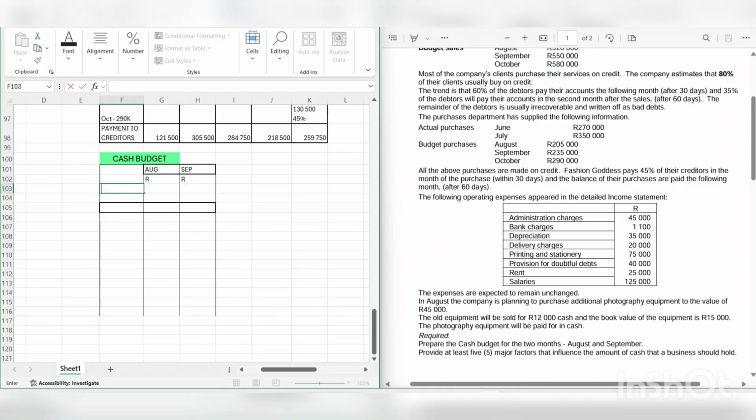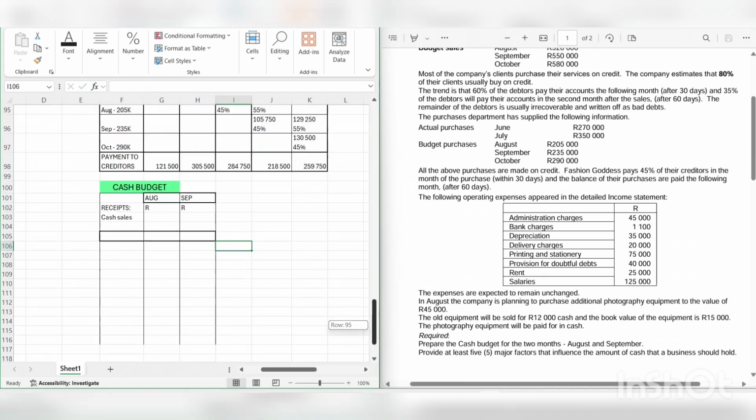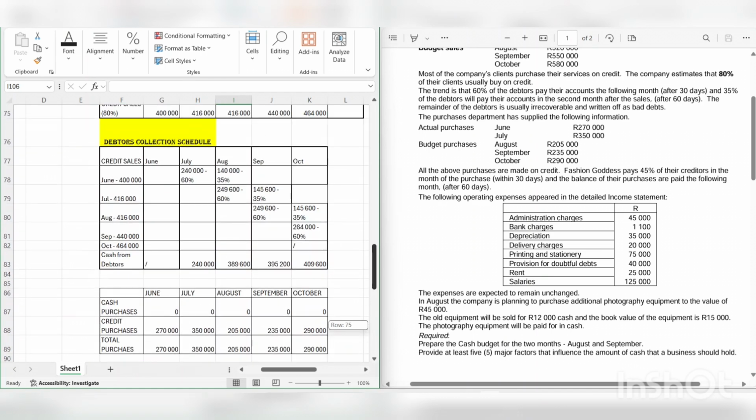Okay, so what we're going to do now is the cash budget section. The first thing you're going to do is type out your receipts. Second is your cash sales. So we're going to have a look now. Did we have any sales for August?